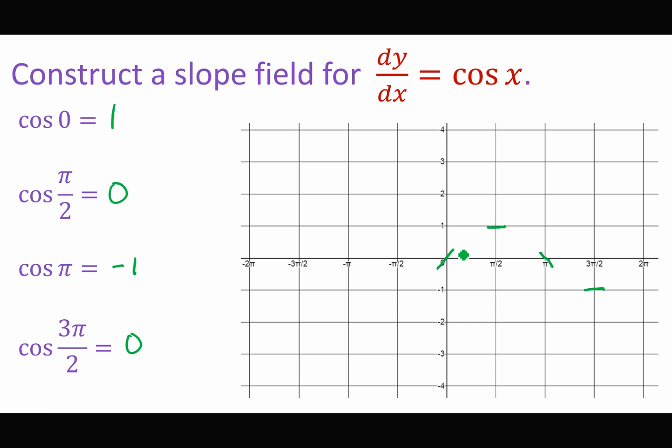So if I were to start to connect these, I can see my curve starting to take shape. And I could go negative as well. This would be 0. This would be a negative 1. This would be 0. This would be a positive 1. And so we used the derivative and the idea of slope fields to construct the graph. This graph is y equals sine of x.